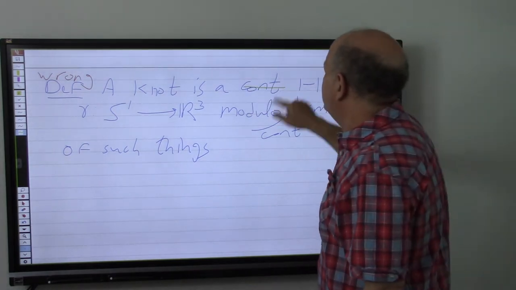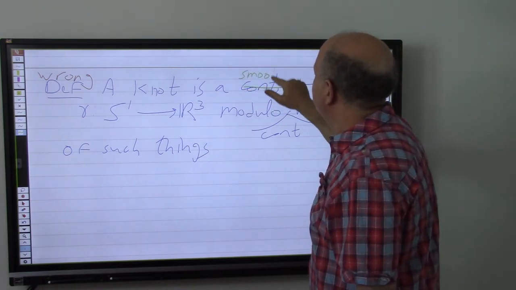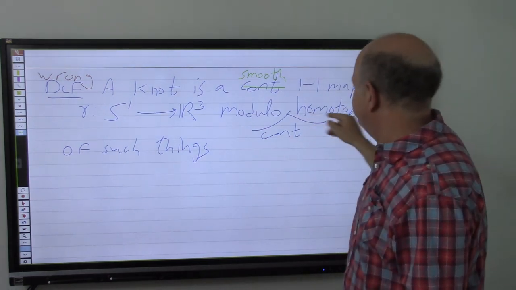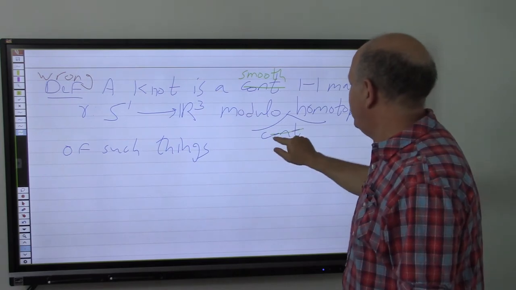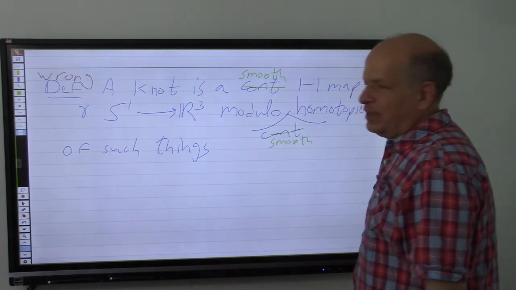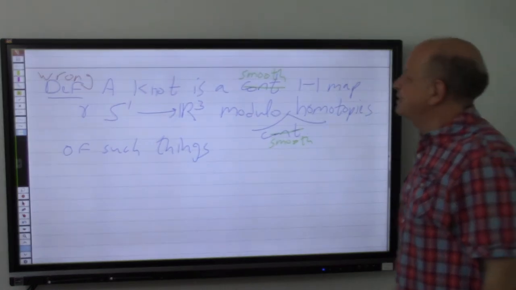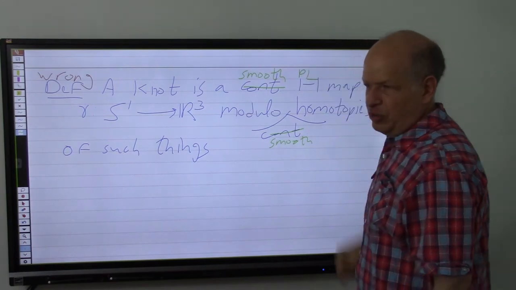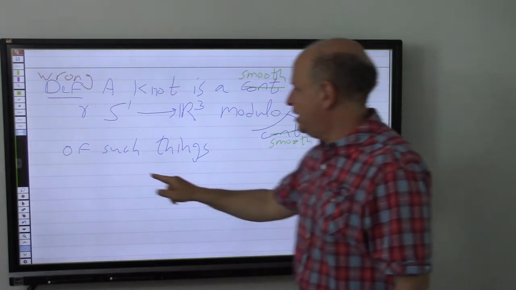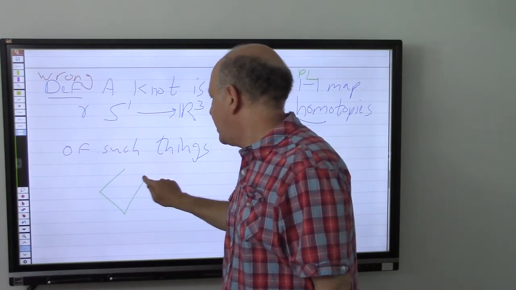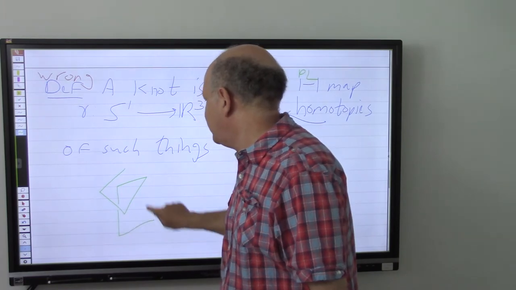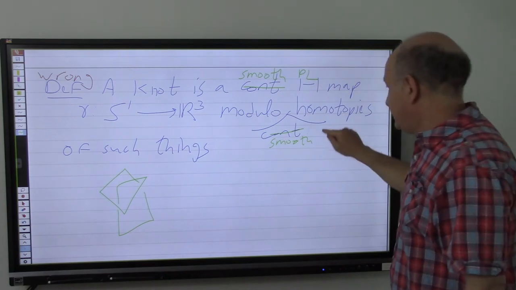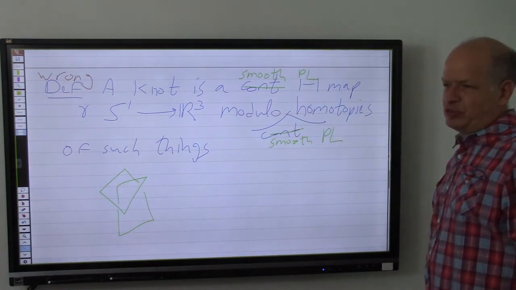So one way to modify it is to replace it by smooth. And then you have to speak about smooth, so continuous here should also be erased and replaced by smooth. Another way to modify it is to replace it by so-called piecewise linear, PL, which stands for piecewise linear. So basically, you draw a knot using only pieces of straight lines. And then, of course, here you have to switch also to piecewise linear.